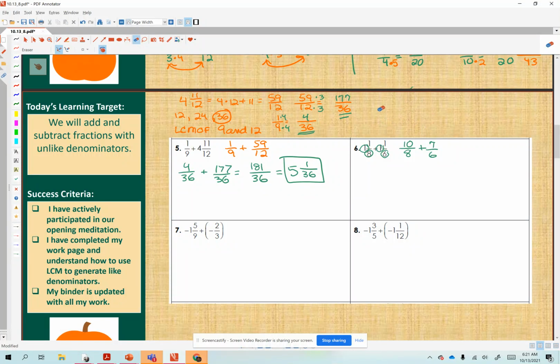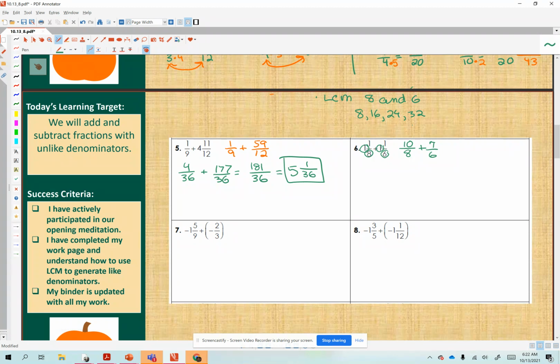So let's make some room to do our work. We need a least common multiple of 8 and 6. So let's look at the multiples of 8. 8, 16, 24, 32. Now, are any of these also multiples of 6? Well, 24 is. So we're going to work with 24 as our denominator.